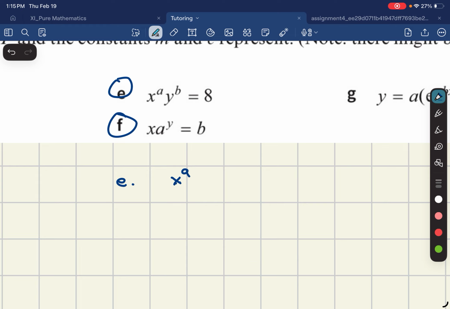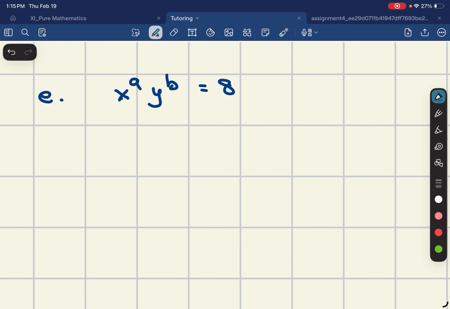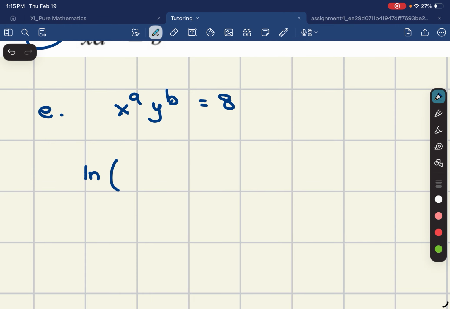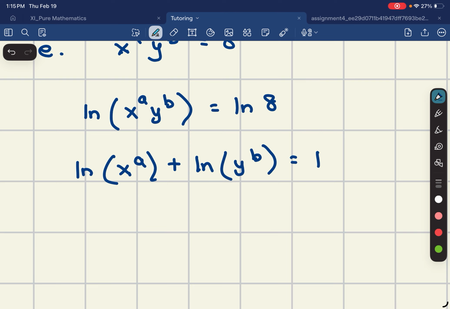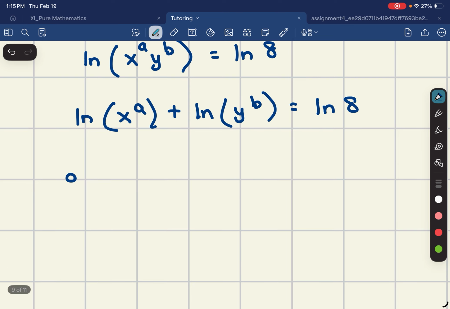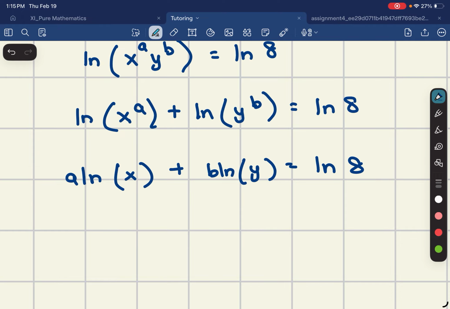I have x to the power a, y to the power b is equal to 8. And I can take the natural log of both sides. The natural log of x to the power a, y to the power b is ln 8. And now I can use the rules. If I use the rule, I get ln x to the power a plus ln y to the power b is equal to ln 8. And using the laws, I have a ln x plus b ln y is equal to ln 8.